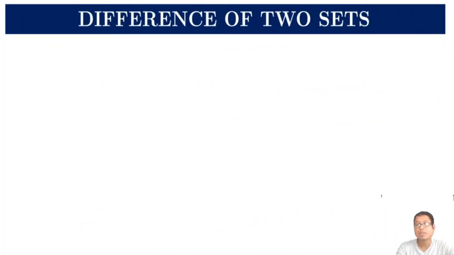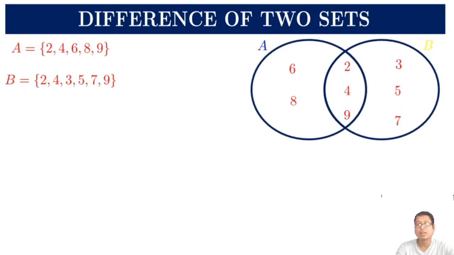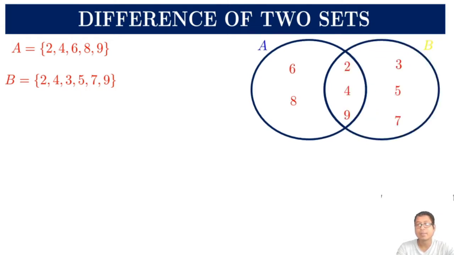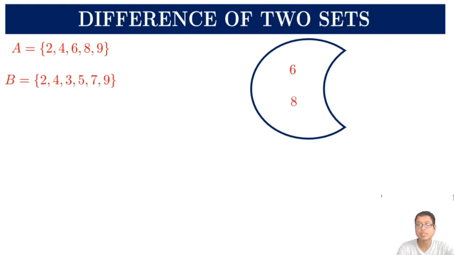Okay, let me talk about the difference of two sets. In the same way, let me consider the example first. If I talk about A difference B, again, A difference B means all elements present in A which are not present in B. That means you cut off all elements of B. So A difference B is equal to 6 and 8.